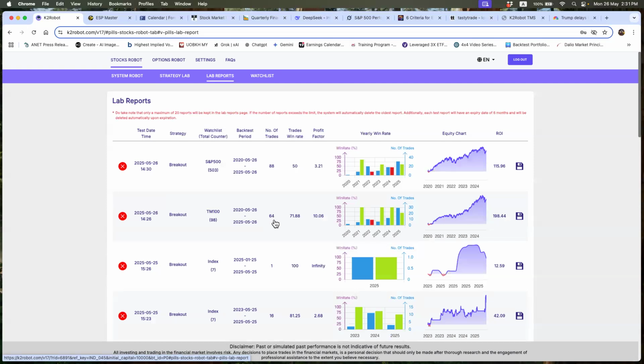So using the S&P 500 watch list, ladies and gentlemen, 115% ROI, a slight increase in trades. But it is still not good enough. Now, the profit factor for TM100 significantly beats the S&P 500, 10 to 3.2. Definitely 10 is better. So if I were to choose between these two strategies, I would definitely choose the TM100. So let us now go back to the Strategylab.